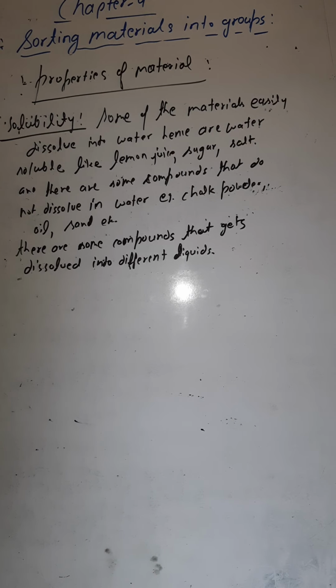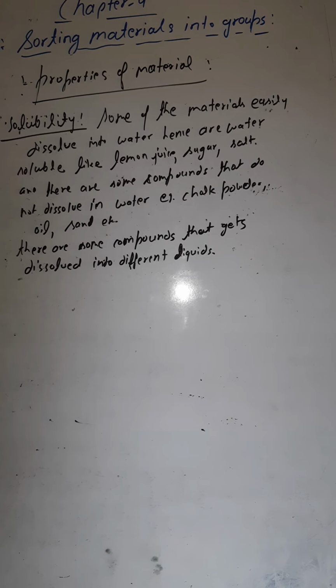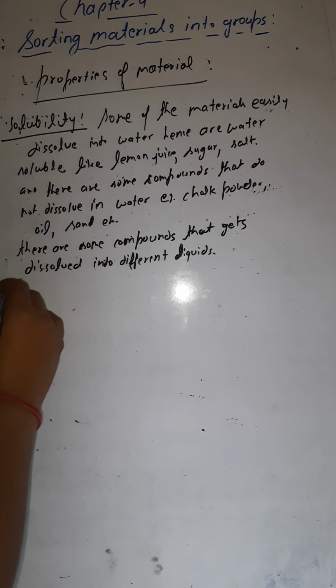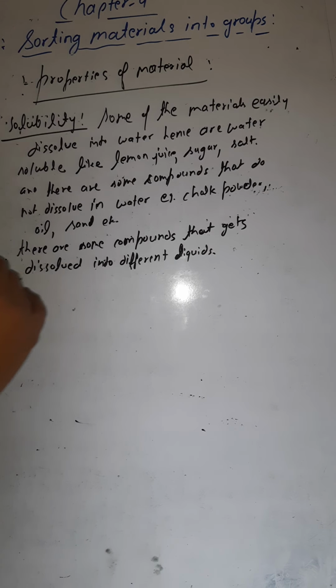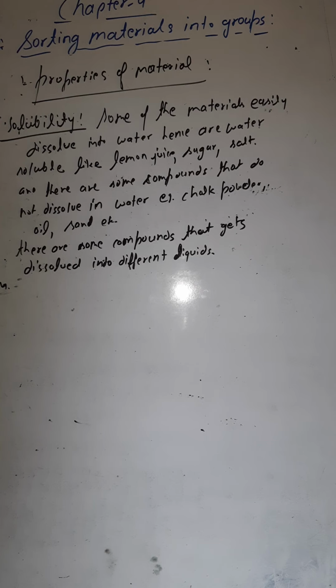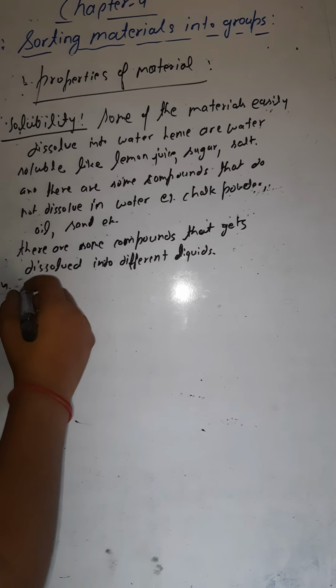Now we would be discussing the next one, that is float. Some are floating on water, and some sink in water. So that is the fourth one. Objects may float or sink.